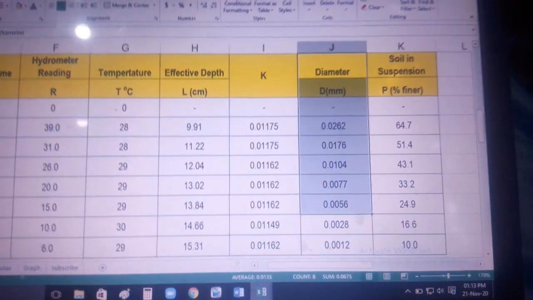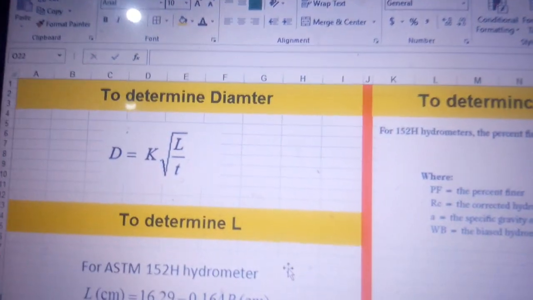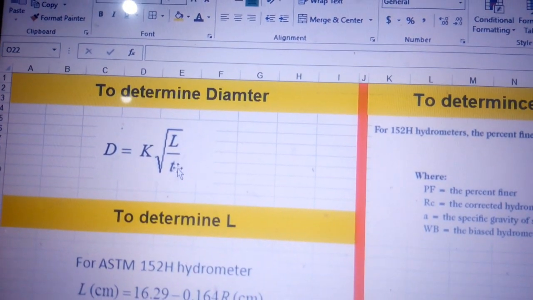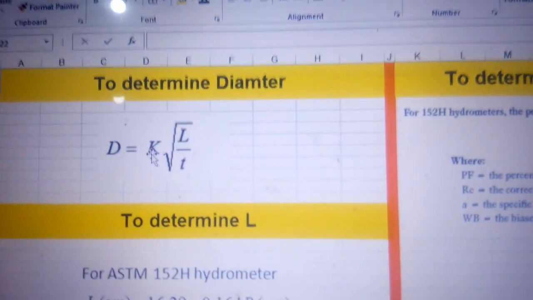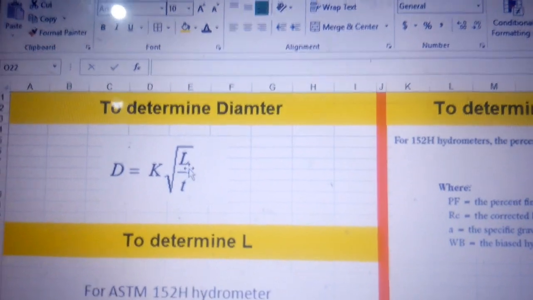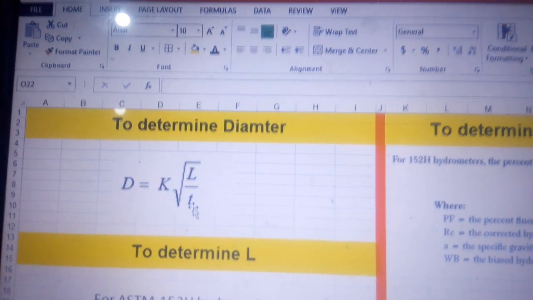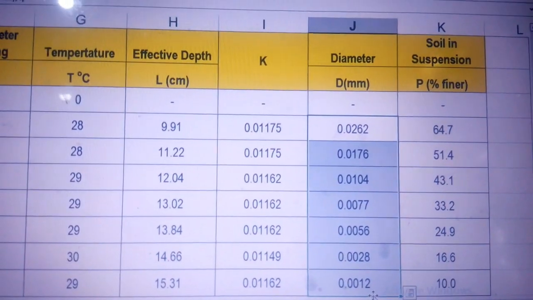Now comes the diameter. For the diameter, again I have this formula: D equal to K into the square root of L by T. So now all the necessary parameters for this equation are available with me. I have calculated K, I have calculated L, and the corresponding values of time are also with me. So I can easily calculate the diameter using that formula.